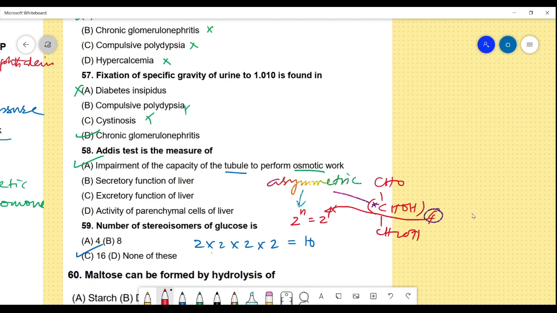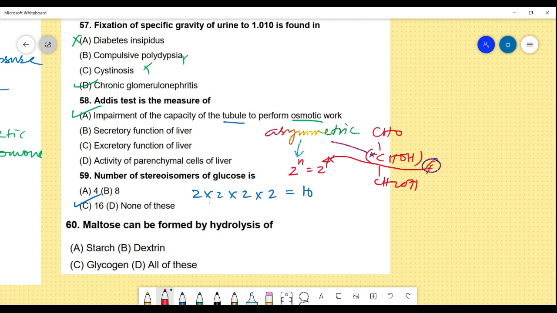Okay, so question number 60 is also very easy for you. Maltose can be formed by the hydrolysis of starch, by hydrolysis of dextrin, by hydrolysis of glycogen, and by all of these. So here all the answers are the right answer.